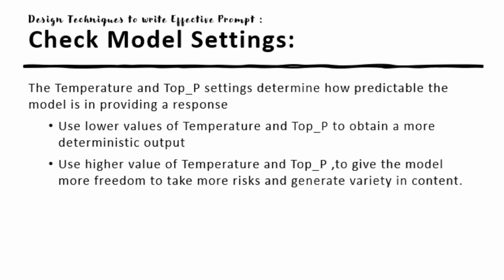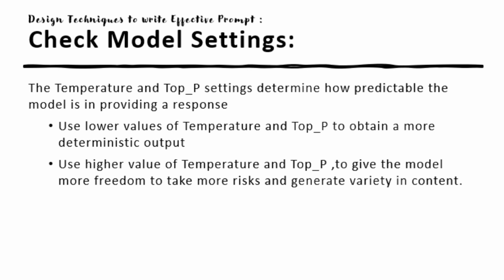So you can vary these settings to change the results you get. From that you can choose which is more appropriate for your requirement. Maintaining lower values can give you deterministic outputs, while higher values take more risks and generate a variety of content in your results. So these are the techniques for designing an effective prompt.